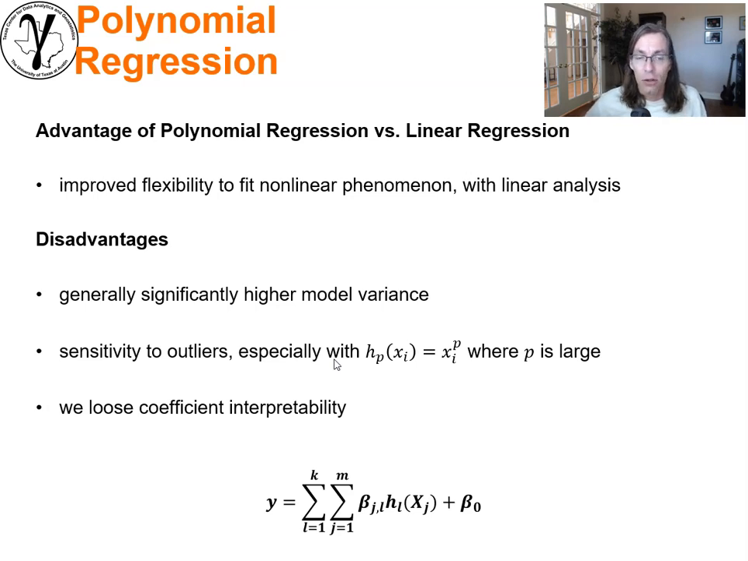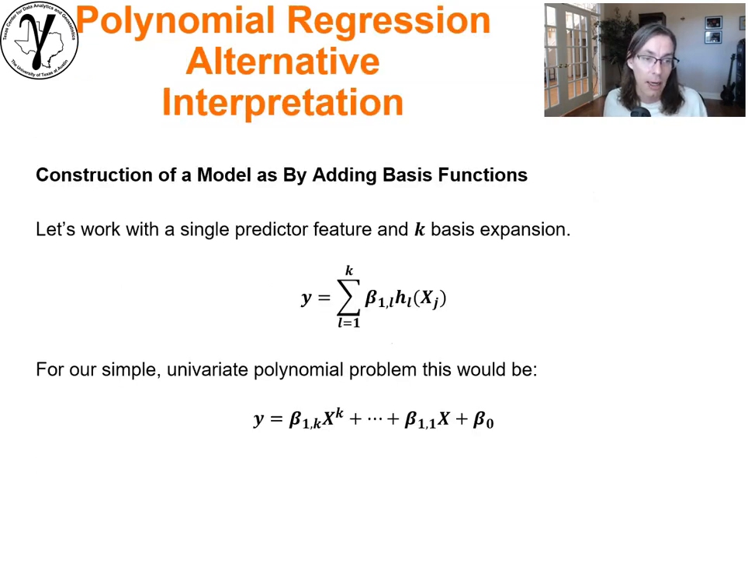If k or p is large, then you could imagine if you have an outlier value and now you're taking a power of it, it becomes even more of an outlier, and the model, usually we're going to be using an L2 solution, as we've shown before, an L2 norm. The result is it will be very sensitive to those outliers. We lose coefficient interpretability, and I mentioned that already, because now we're dealing with multiple coefficients related to multiple basis expansions at different orders for the original features. That's much harder to interpret and understand. Now, there's an alternative interpretation of the whole polynomial regression approach, and I like this.